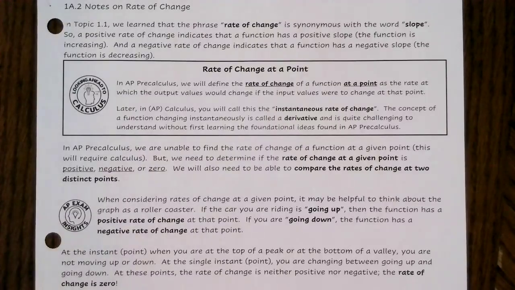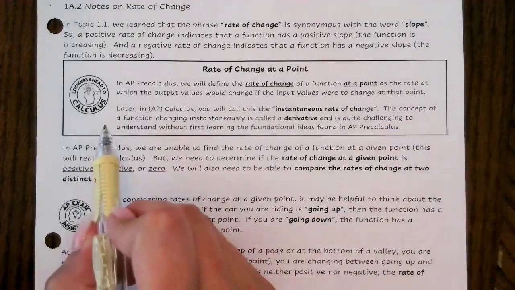All right, today's focus for our AP Pre-Calculus section 1.2 is rate of change. In topic 1.1, we learned that the phrase rate of change is synonymous with the word slope. So a positive rate of change indicates that a function has a positive slope. The function is increasing. And a negative rate of change indicates that a function has a negative slope, that the function is decreasing.